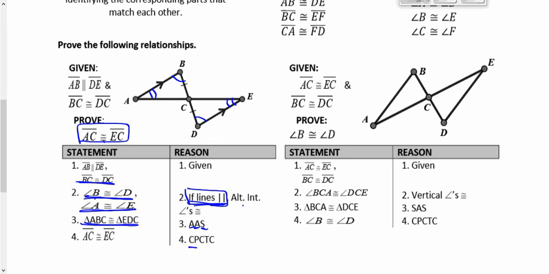Why? CPCTC. Corresponding parts of congruent triangles are congruent. Now, what's important here is, before you can say that these angles are congruent, alternate interior angles, what needs to be stated first? It's either going to be in the given, right? Or you find out some other way that the lines are parallel, right? And you have to state it. Because without this statement right here, you cannot make these two here.